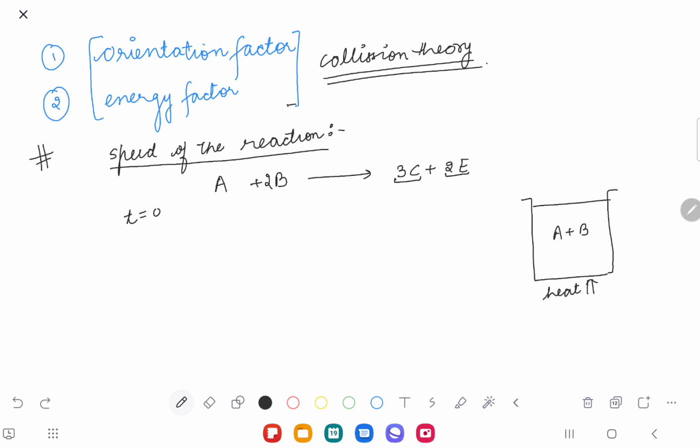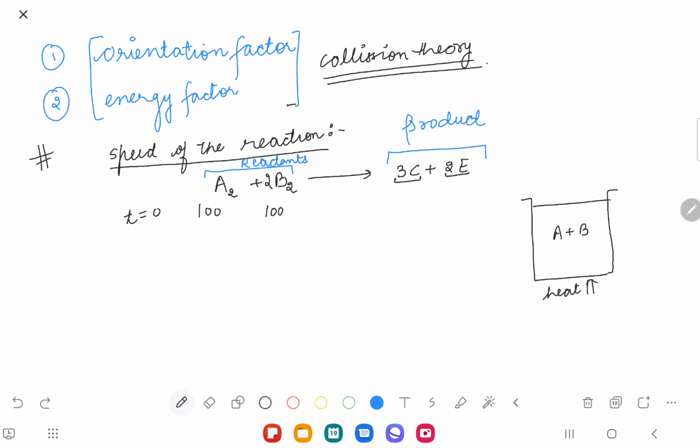and 2E. And initially, let us suppose we have taken 100 molecules of A2 and 100 molecules of B2 to form 3 molecules of C and 2 molecules of E. So A2 combines with 2 molecules of B2 to give you 3 molecules of C and 2 molecules of E, or 2 atoms of E. So this side would be my product and this side is my reactant.